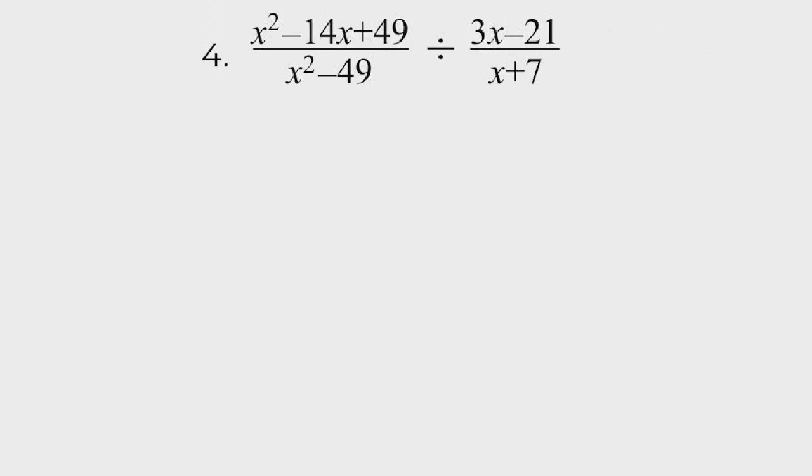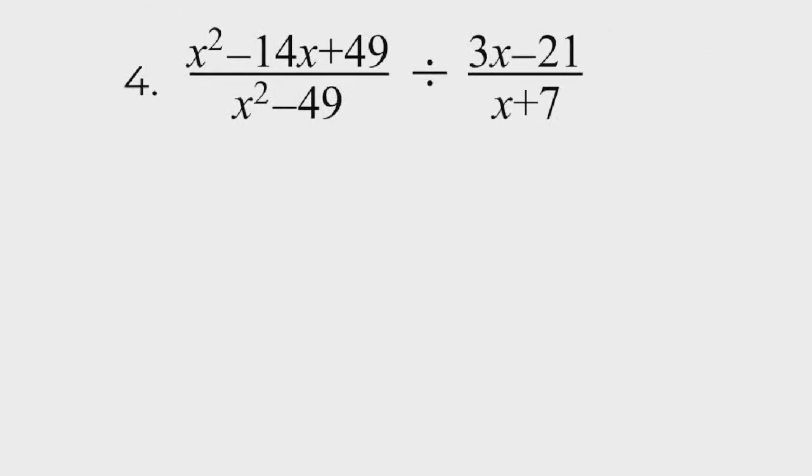For number 4, this is a division problem, so first I'm going to rewrite it as multiplication. In order to rewrite as multiplication, we're going to change the division to a multiplication sign, and multiply by the reciprocal. So x squared minus 14x plus 49 over x squared minus 49 times x plus 7 over 3x minus 21.